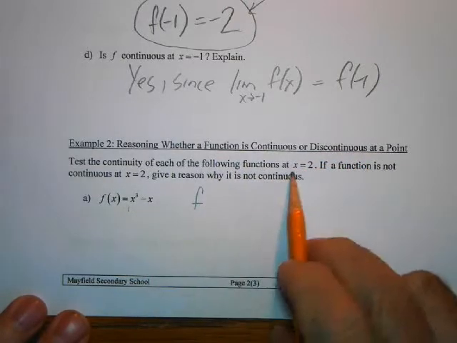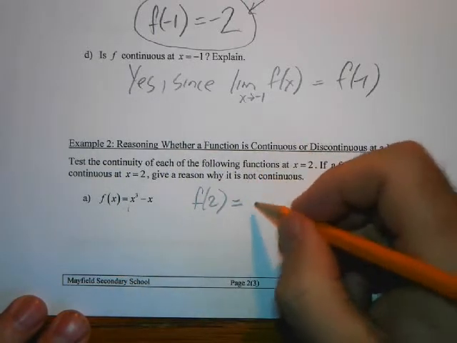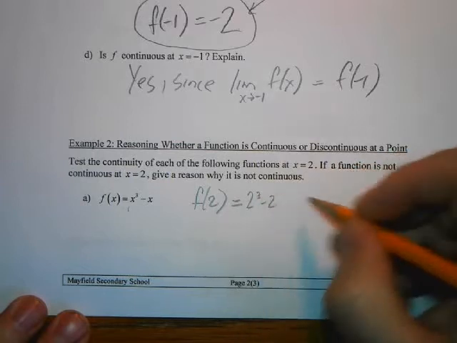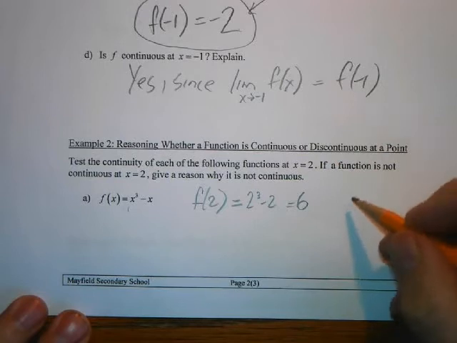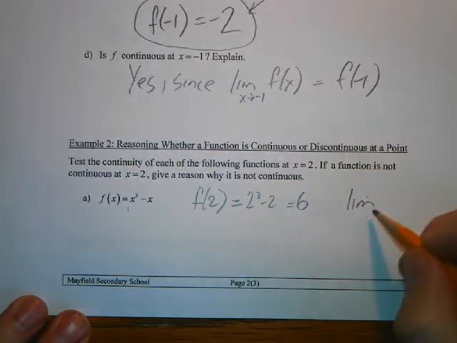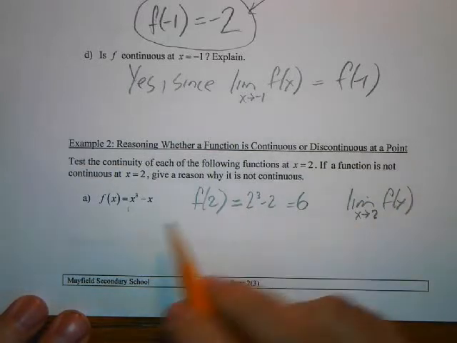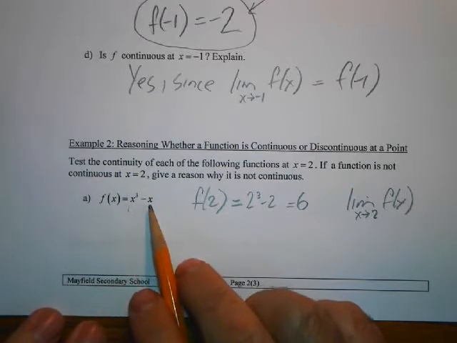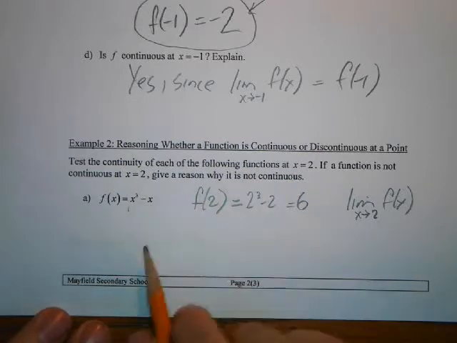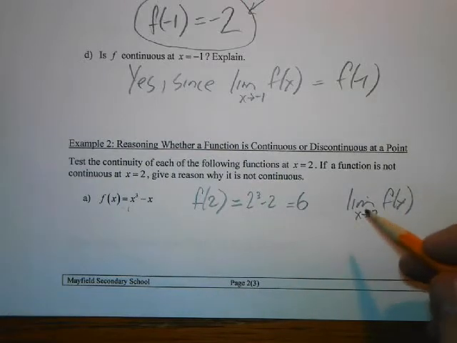In this case, we want to check the value of f of 2. So we plug that in, we get 2 cubed minus 2. 8 minus 2 is 6. Okay, and then the limit as x approaches 2 of f of x. Now, in this case, this is a polynomial function. So we could have probably just said, well, this is a polynomial function, therefore it's continuous for all values of x. But this is showing the more formal way of proving it.